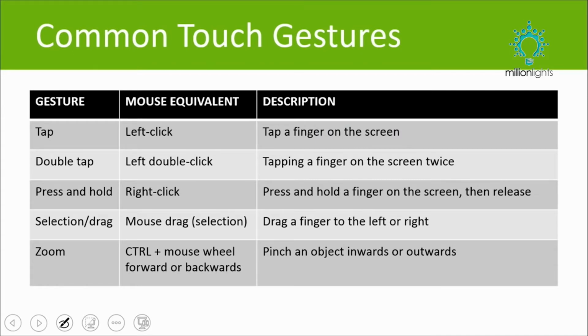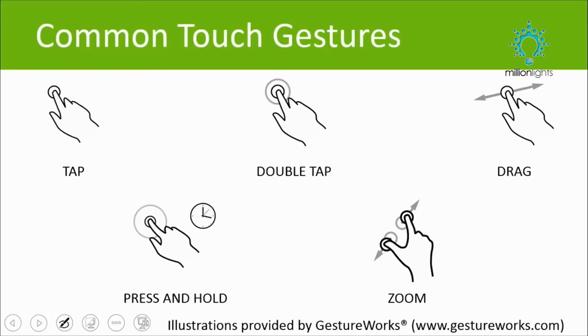Here's some common touch gestures. You've got tap, which is essentially the equivalent of a left click with a mouse. Double tap, which is a left double click. Press and hold, which is similar to a right click in order to bring up options on the screen. You've got selection or drag. It's the same thing as being able to drag a file across the screen with a mouse. And then, of course, zoom, right? Zoom with the mouse, you hold control and then scroll your mouse wheel forward or backwards. With touch, we actually are going to pinch an object inwards, or we're going to go ahead and spread it outwards. Pretty simple stuff.